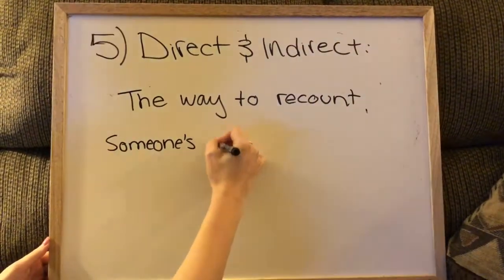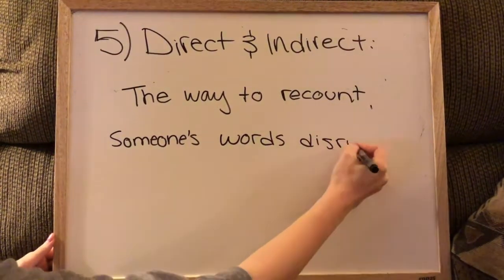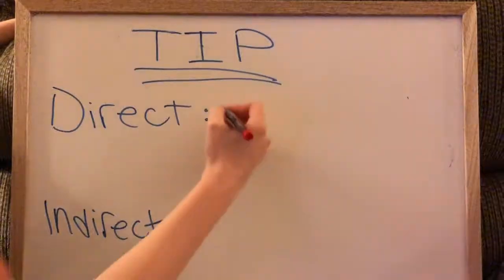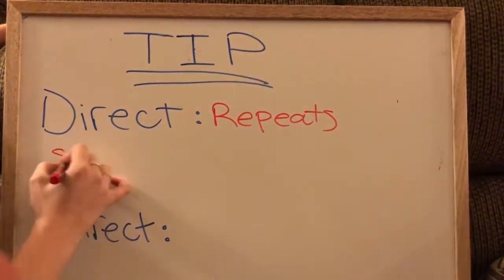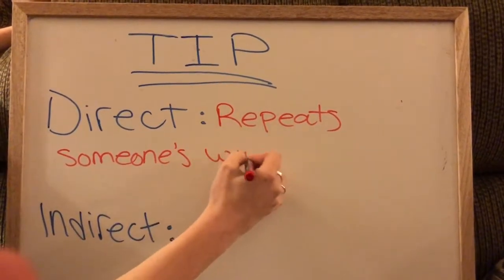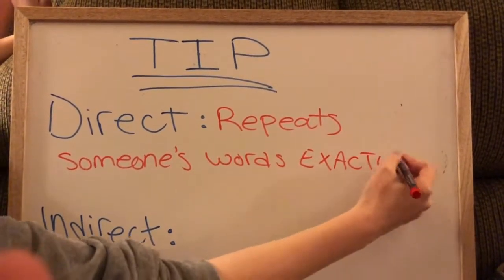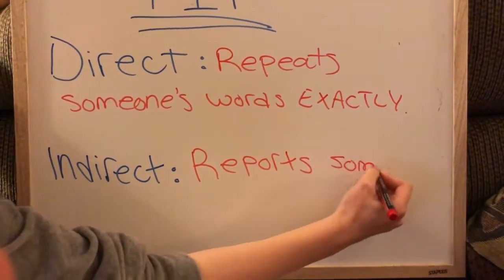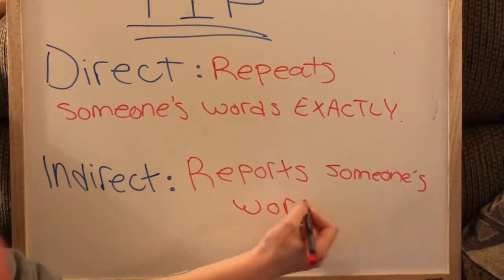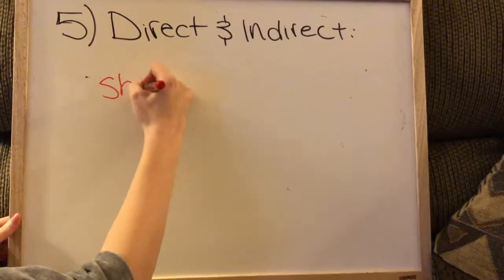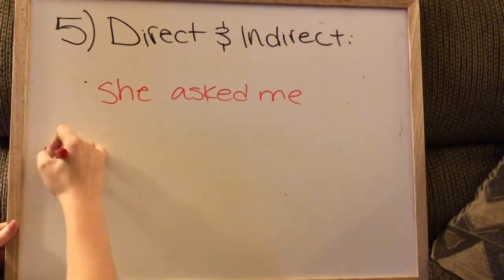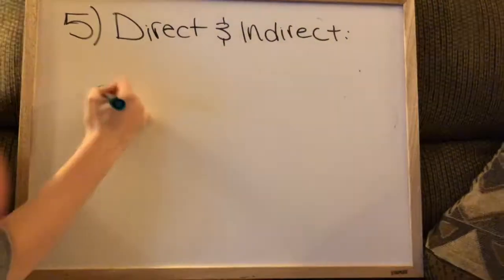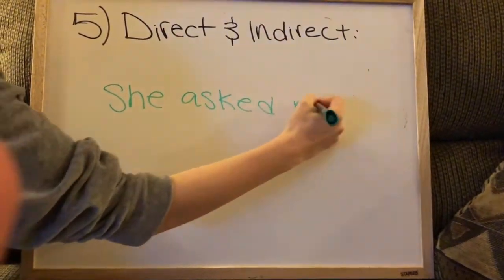Direct and indirect shifts. The way you recount someone's words can disrupt smoothness. Remember, direct is quoting and indirect is reporting what was said. In this example, choose: are you quoting her exactly or just recapping what she said? Because this changes the sentence.